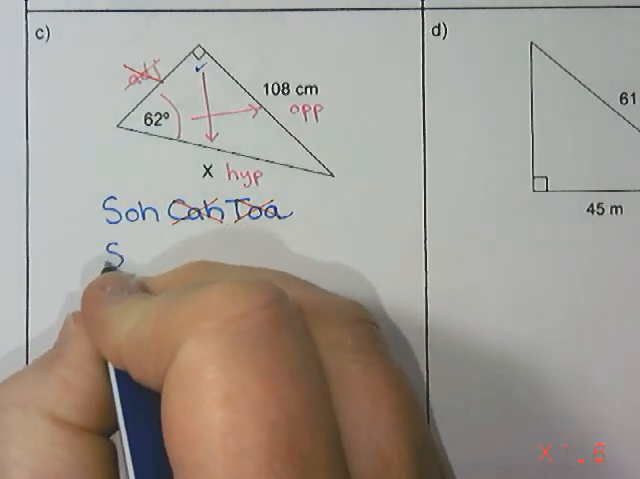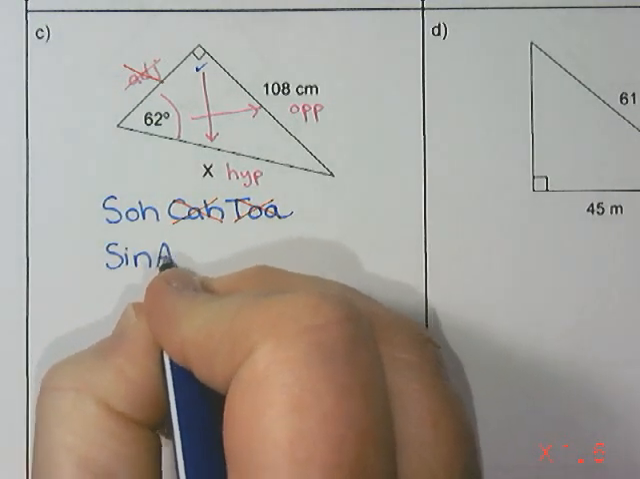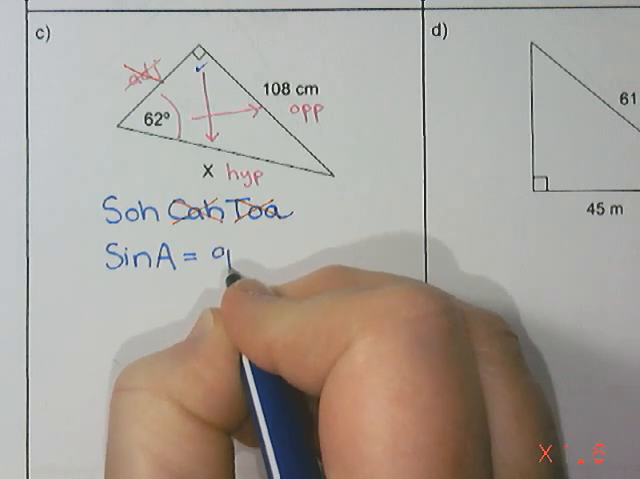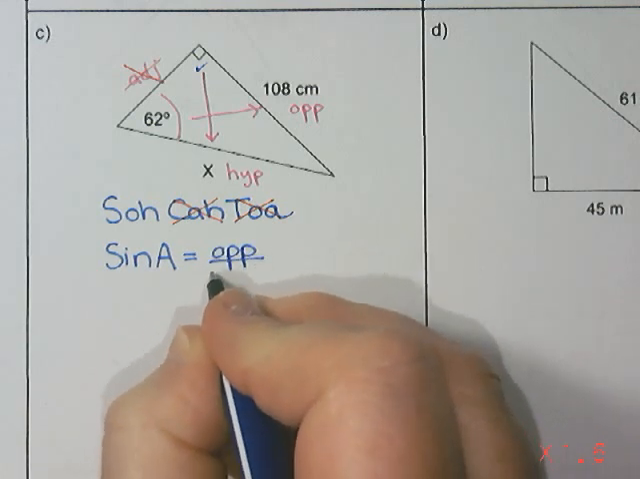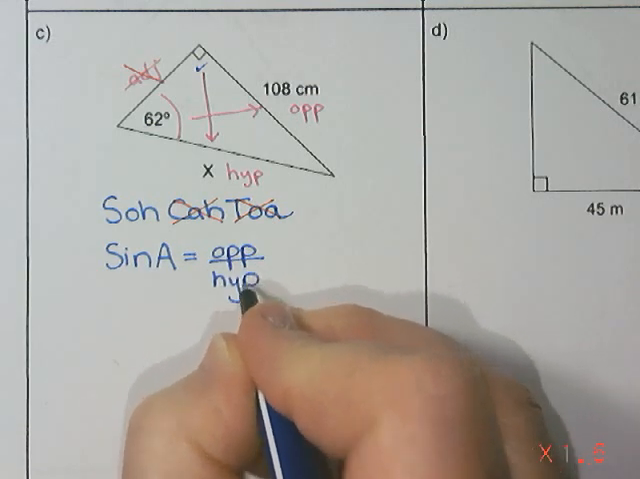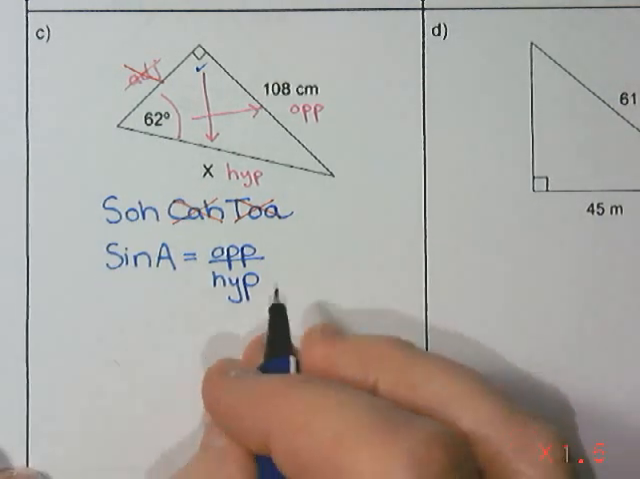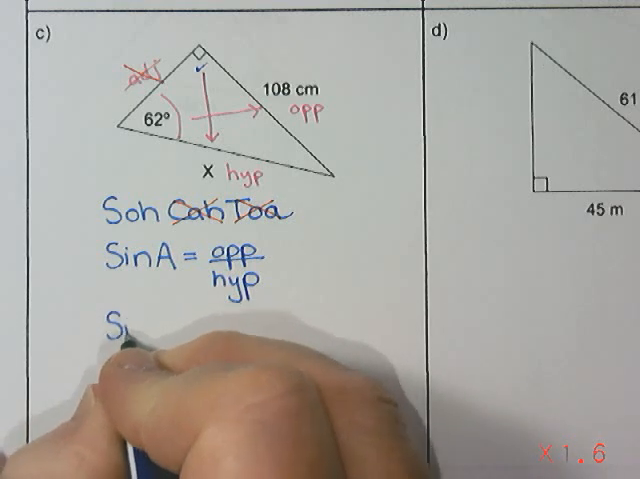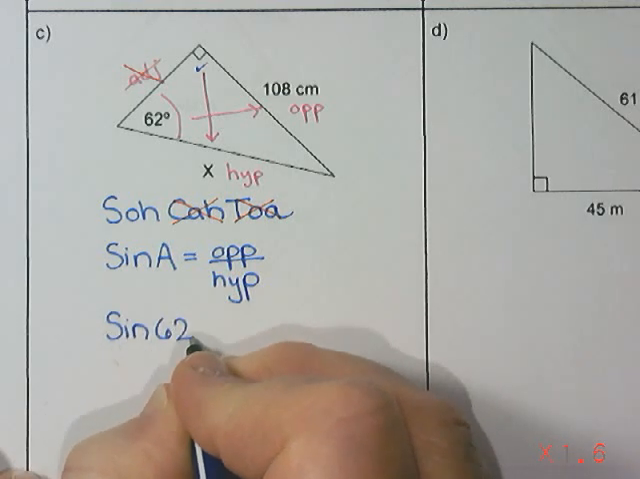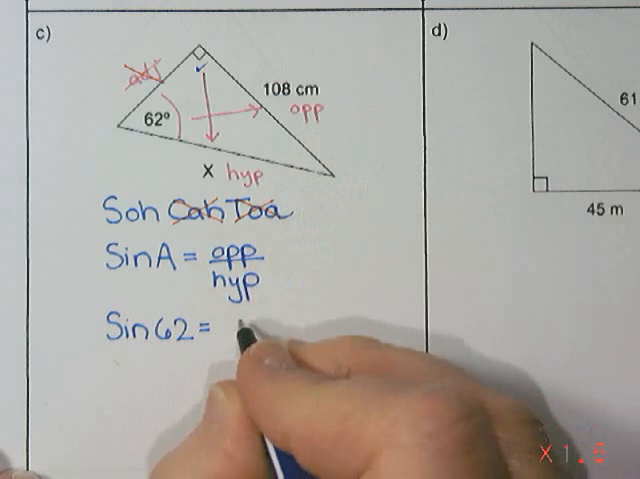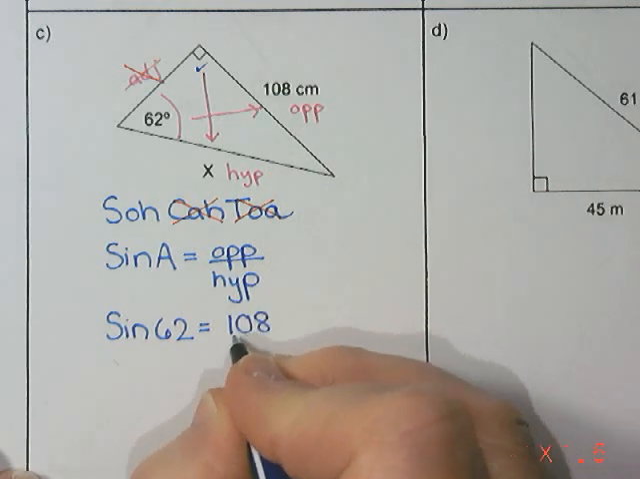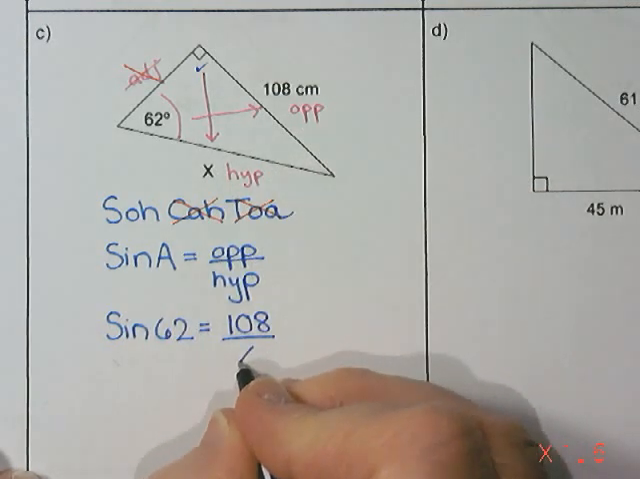So sine of angle A is O, opposite, over H, hypotenuse. For angle A, we are going to sub in 62 degrees. So I have sine of 62 equals our opposite, 108 centimeters, over the hypotenuse, which is x.